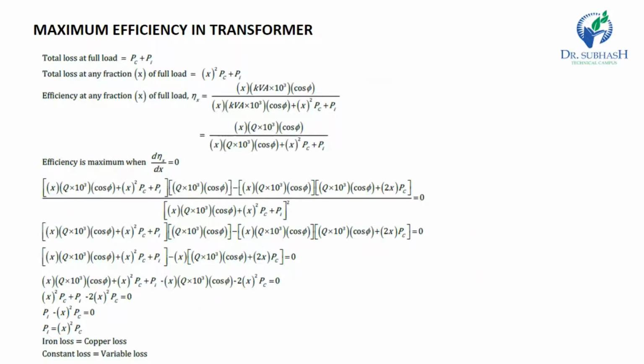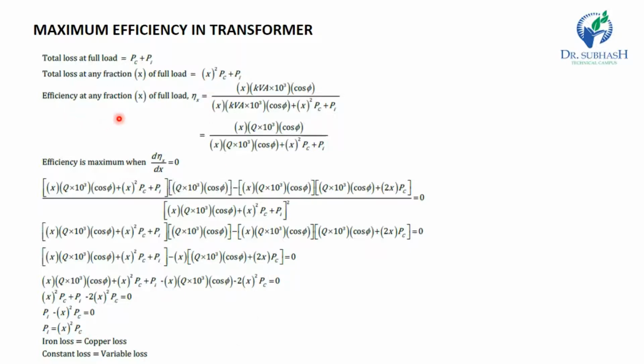First we find the maximum efficiency in a transformer. The total losses at full load are Pc plus Pi, that is, total copper loss plus iron loss. Now the total loss at any fraction x of full load: iron loss is constant for any load, so the change is in the copper loss. Copper loss depends on the current squared, so it changes with x squared. So the total loss is x squared Pc plus Pi.